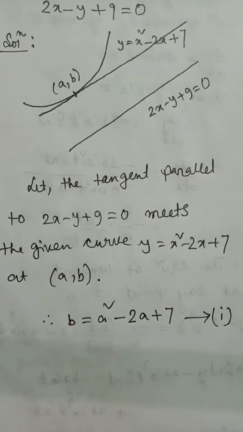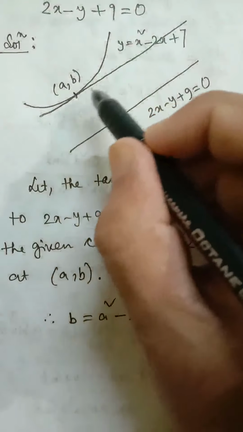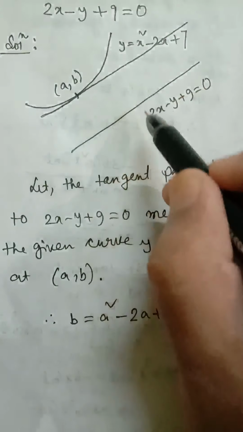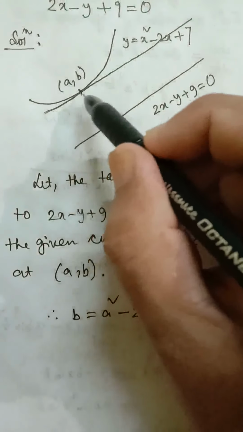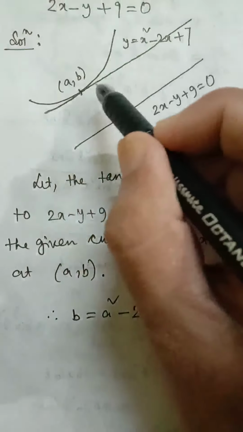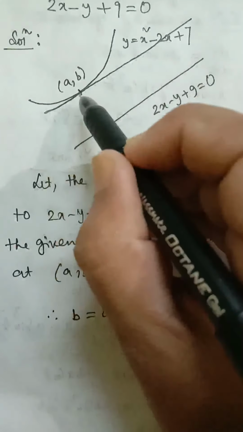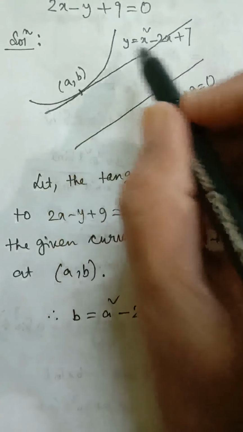Again, these two lines are parallel, so the slope of this line and the slope of this line will be equal. Now what will be the slope of this line? This is tangent to the curve at the point (a, b), so its slope will be dy by dx at (a, b).